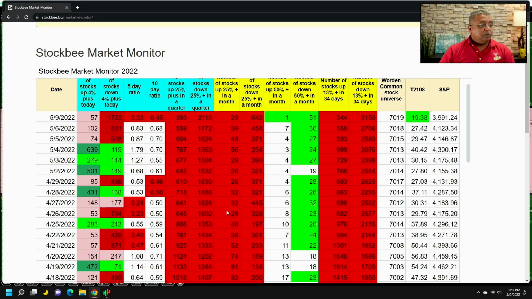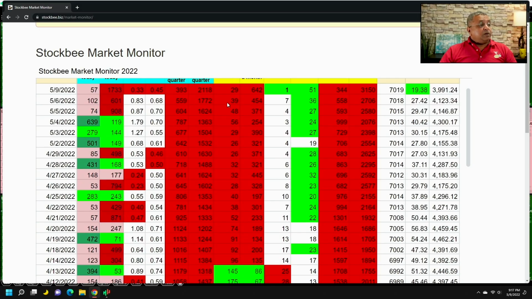But in an overall context, this is the daily reading. That means 1733 stocks were down 4% plus today, and only 57 stocks were up. And in the last 3 days, you had almost 1500 plus 1700, so a big number of stocks down. While in these 3 days, there was buying coming into the market. You could see 501 stocks up, 279, 639. So in that period of 3 days, there were some breakouts which worked for 2 to 3 days.